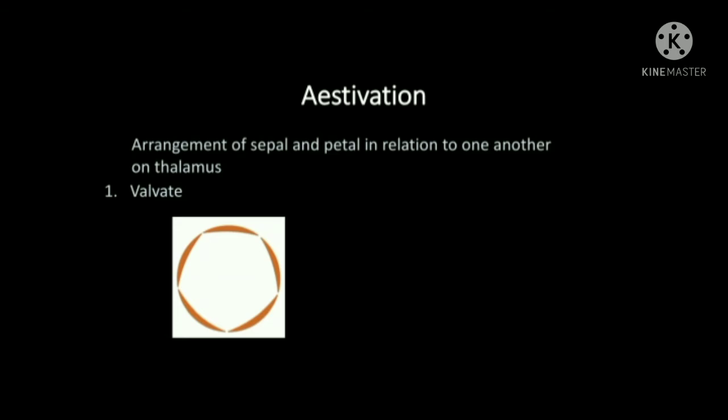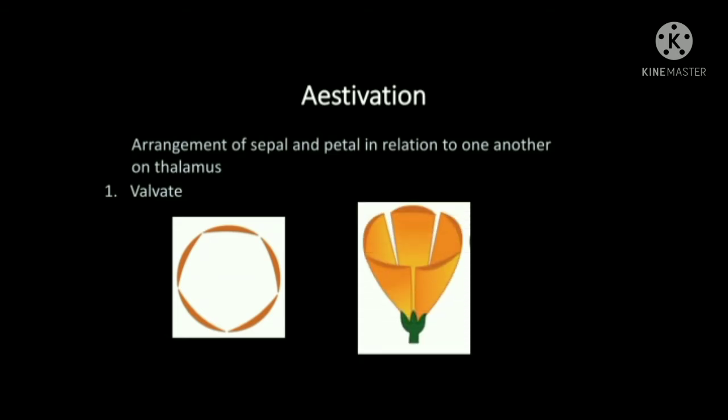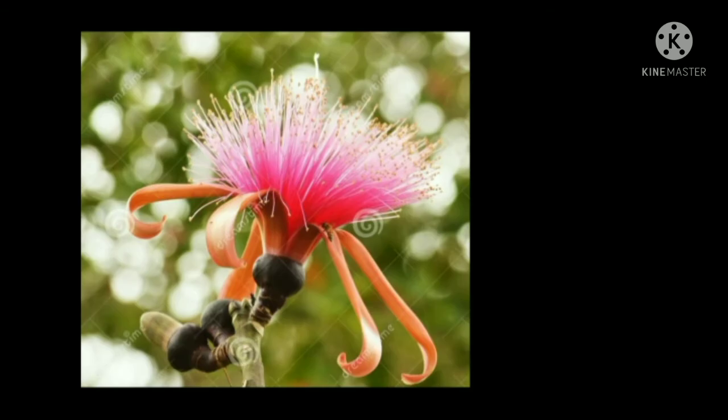Sepals and petals are arranged in relation to one another. Aestivation is the arrangement of sepals and petals in relation to one another on a thalamus. There are mainly 6 types of arrangement. The first type of arrangement is valvate. In this type, the petals or sepals are just in touch with one another. It is seen in flowers like mimosa.